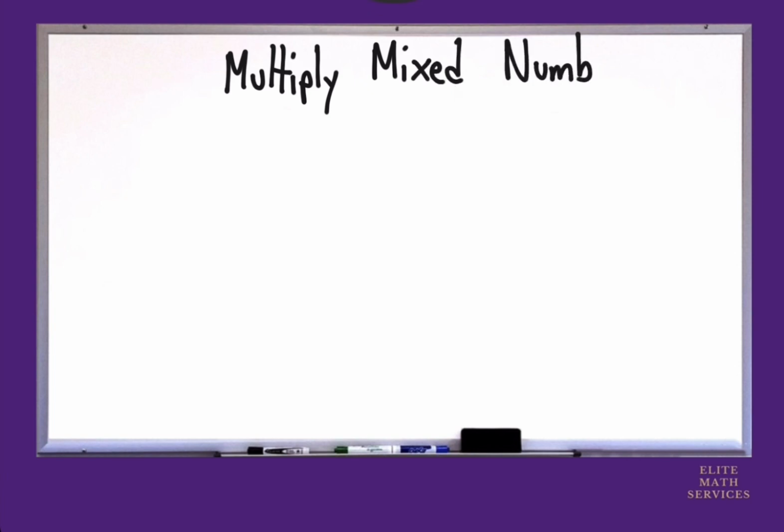In today's lesson, we're going to be learning how to multiply mixed numbers. And if you don't know what a mixed number is, a mixed number is a fraction with a whole number. So the first example we're going to start off with is 1 and 3/5 times 2 and 1/4.